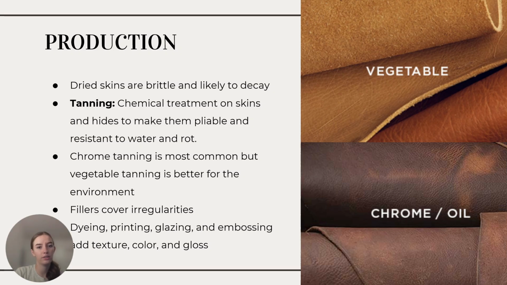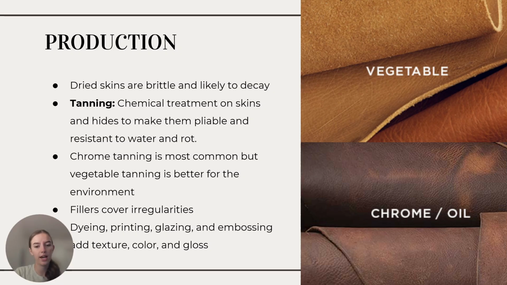So today, chrome tanning is the most common, but vegetable tanning is better for the environment, so it's becoming a more preferred method because vegetable tanning doesn't use any chemicals. They usually use bark from a tree, and that's an old method of tanning.